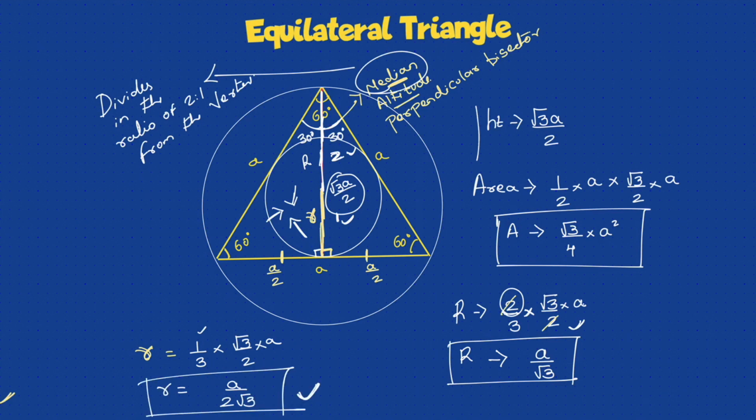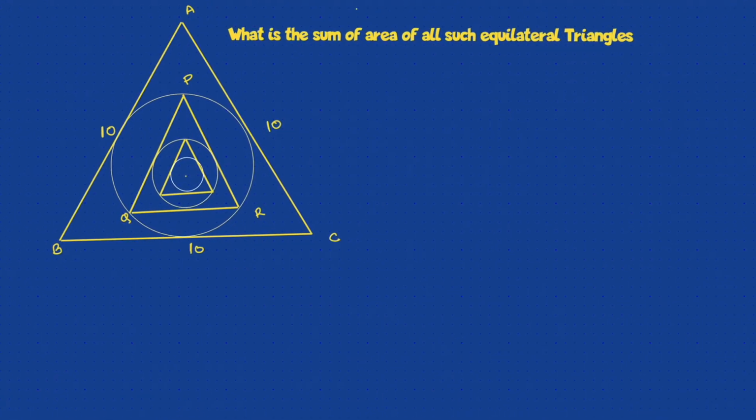Now remember, mug up these formulas. Circumradius A by root 3, inradius A upon 2 root 3. Remember all these formulas. Obviously your inradius is smaller, that's why it is divided by 2, and circumradius is larger, so A by root 3. That's what you have to remember about the equilateral triangle.